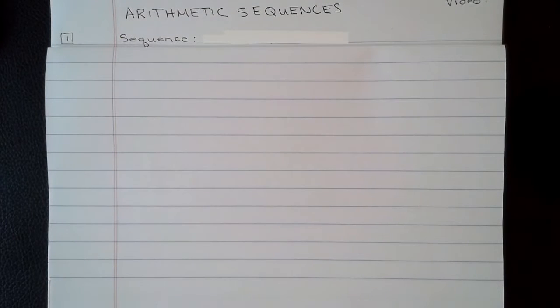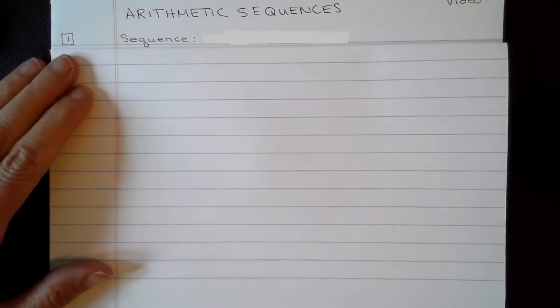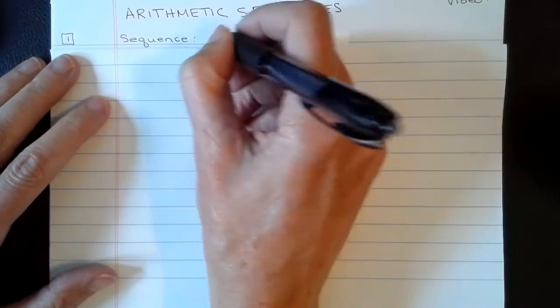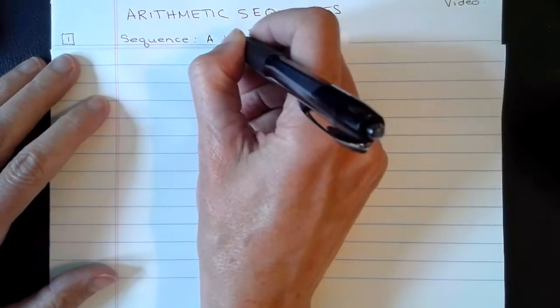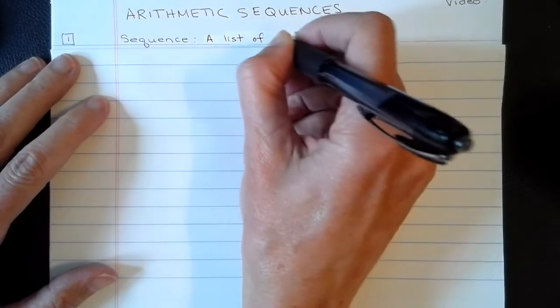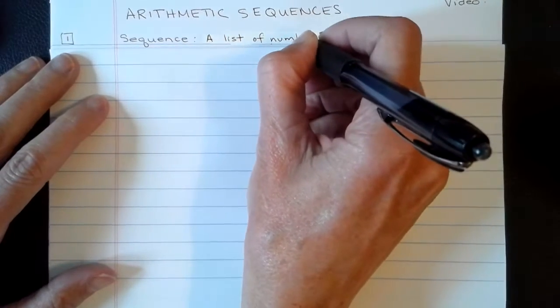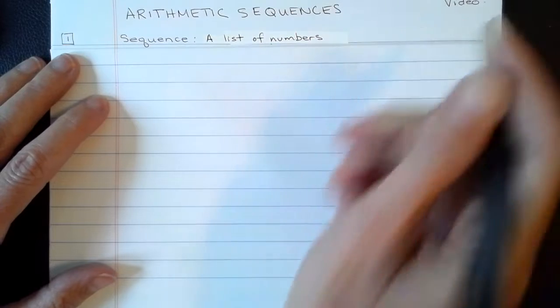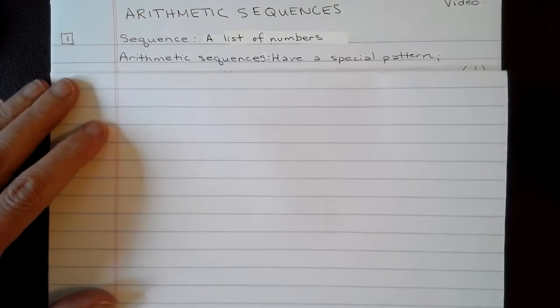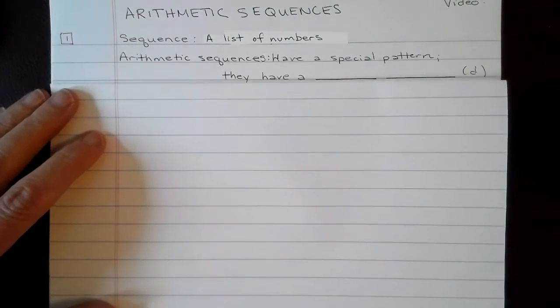Okay, folks, today we are going to talk about arithmetic sequences. Before we get started, let's just look at what a sequence is. A sequence is just a list of numbers in math. And arithmetic sequences actually have a special pattern.